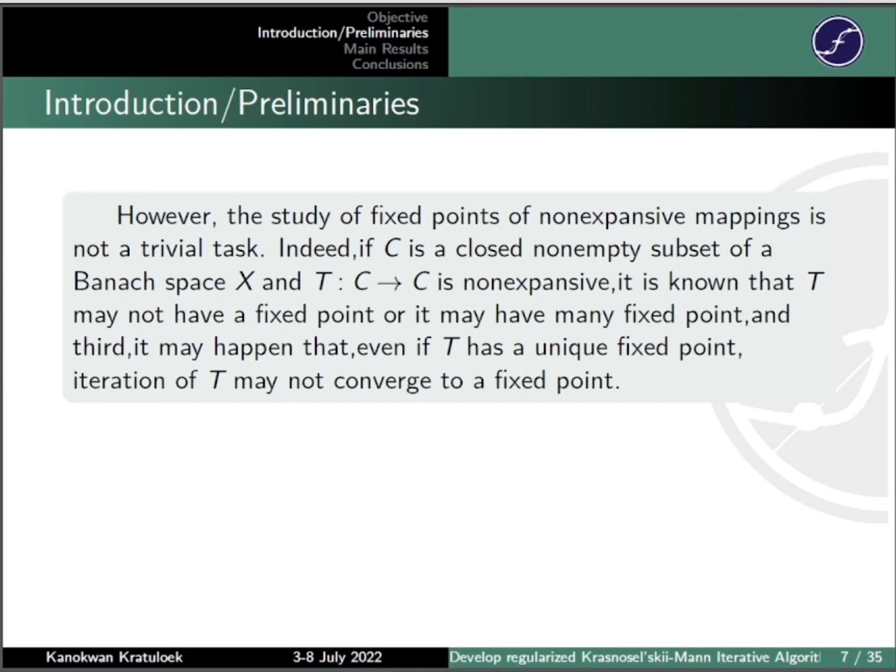Indeed, if C is a non-empty convex subset of a Banach space X and a mapping T is non-expansive, it is known that T may not have a fixed point. It may happen that even if T has a unique fixed point, iterations of T may not converge to a fixed point.